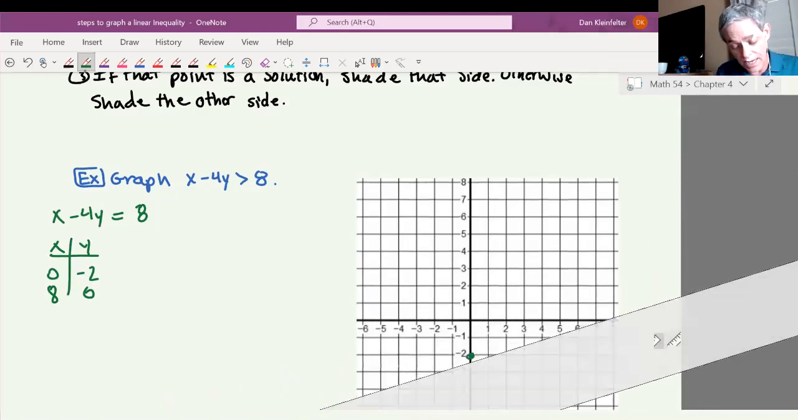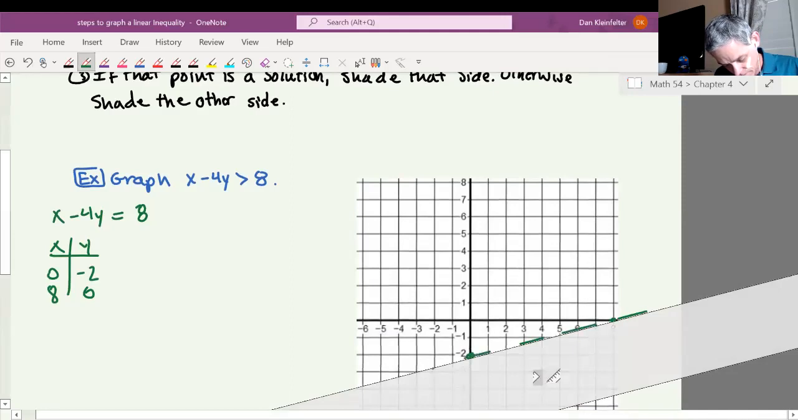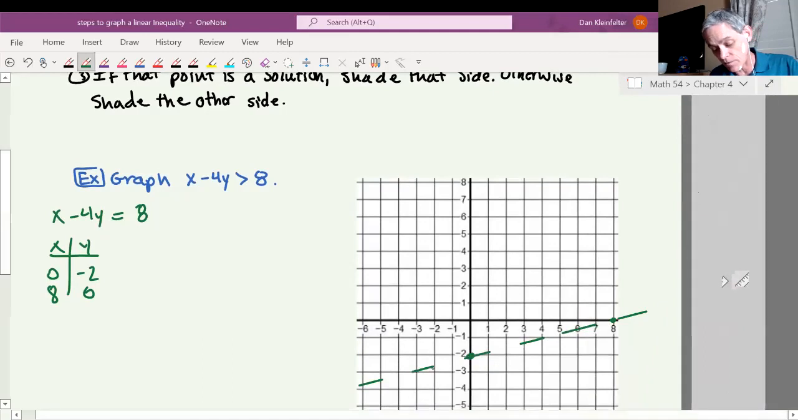This one was a greater than, not a greater than or equal to. So I'll be drawing a dashed line for this. That way everyone will know that the line itself isn't part of the solution set.